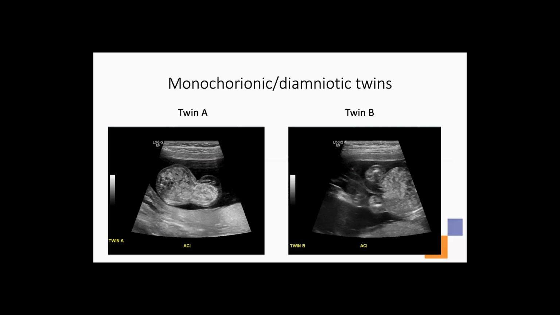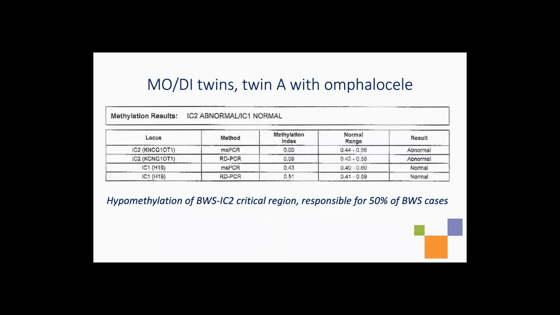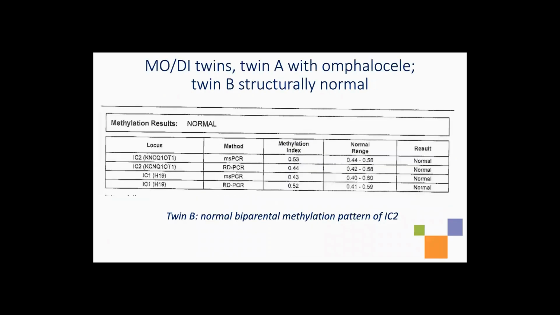We tapped both fetuses and they had normal microarrays, and we went on to do Beckwith testing. Twin A, the twin with the omphalocele, had a hypomethylation on imprinting center 2, consistent with Beckwith syndrome, and in fact this is, as I said, responsible for 50% of cases. Twin B, which was structurally normal, had normal results. So clearly, this was a discordant Beckwith syndrome in this set of monozygotic twins.